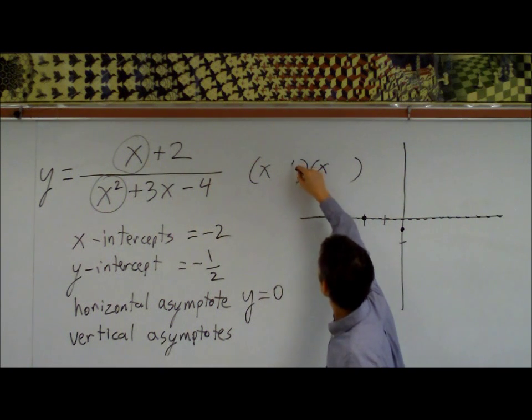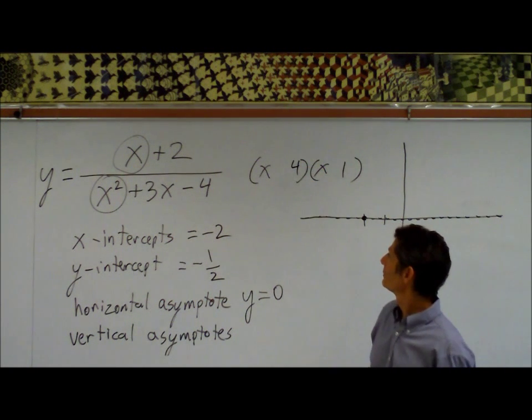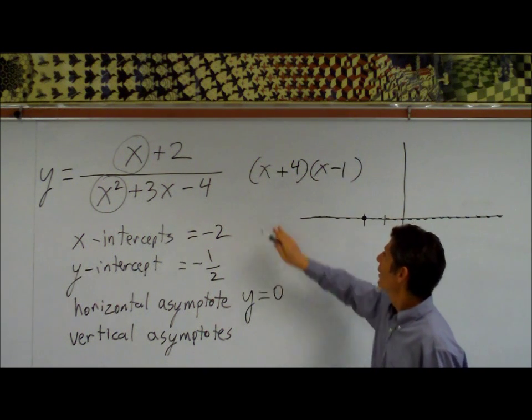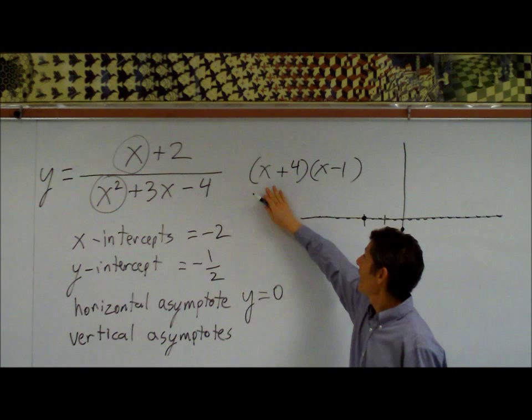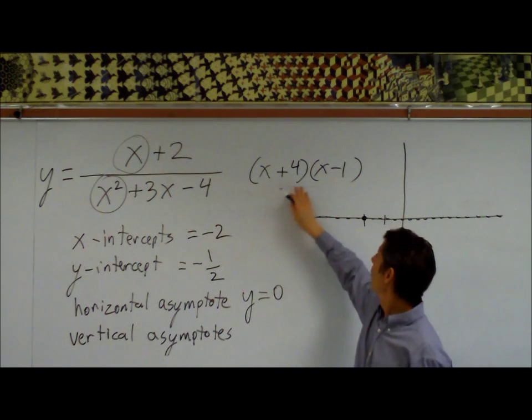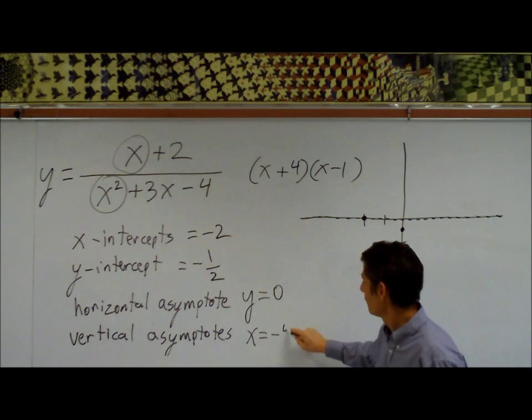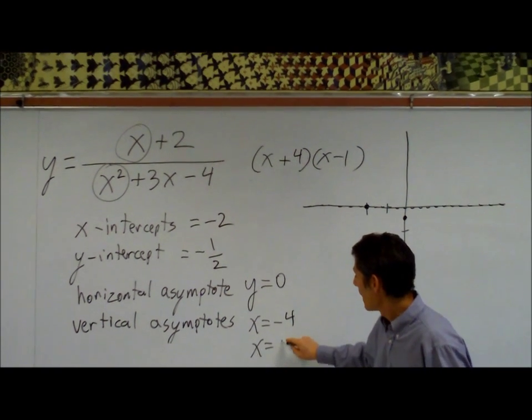Let's do maybe 4 and 1. That sounds good. And a plus 4 and a minus 1, that's what I'm thinking as well. Okay. So what makes this 0? Well, if x equals -4, or if x equals +1. x equals -4, x equals +1.